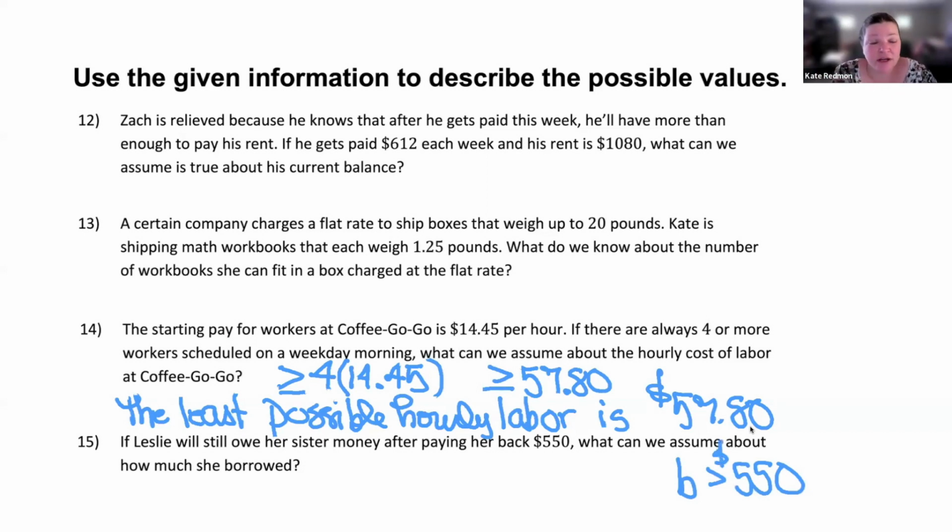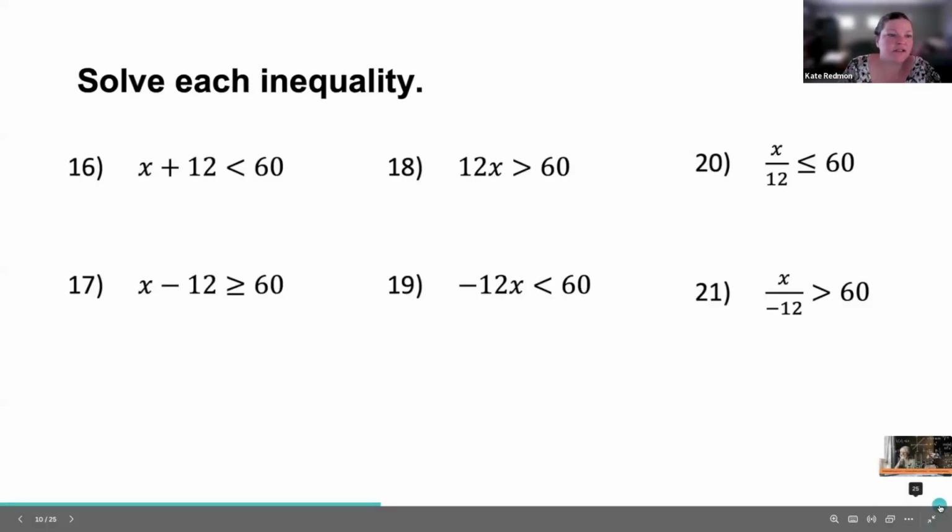All right, why did we finish with that one? I don't know. But hopefully that helped to give you some context about why we use less than, greater than symbols and why we might have inequalities. Here's some real life scenarios. Now let's apply it. Solve each inequality.